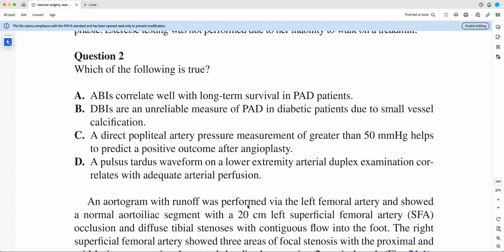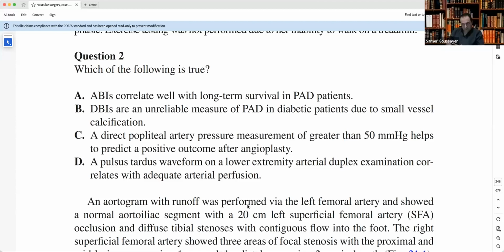You know what DBI is? DBI is digital, correct? So when the EBI is too high, with a calcified artery, usually we do DBI, because rarely you see calcification in small vessels. That's why we go to DBI. So when a patient has calcified arteries and a falsely elevated EBI, then we do DBI. So DBI is usually reliable.